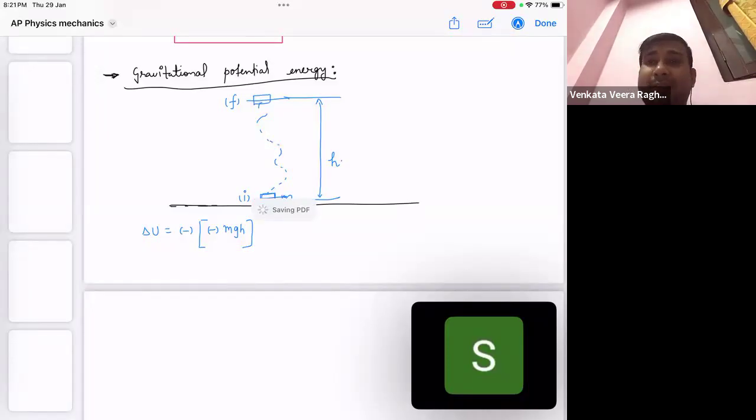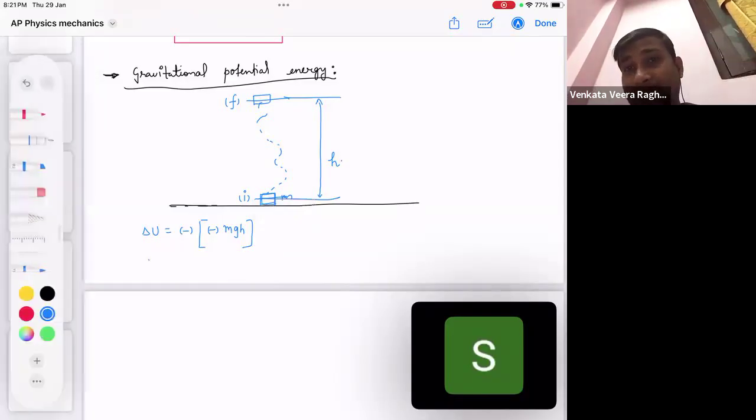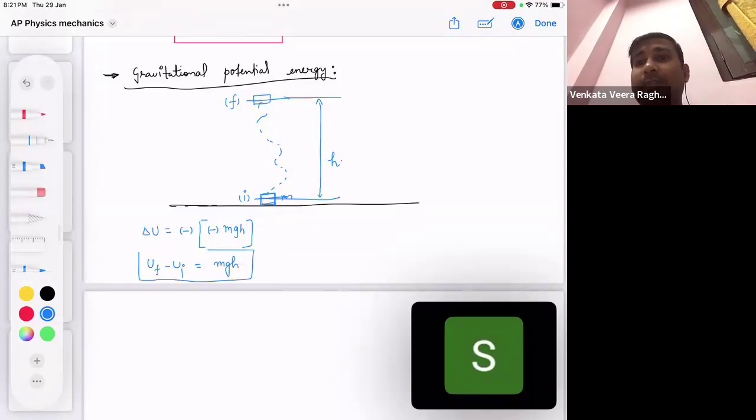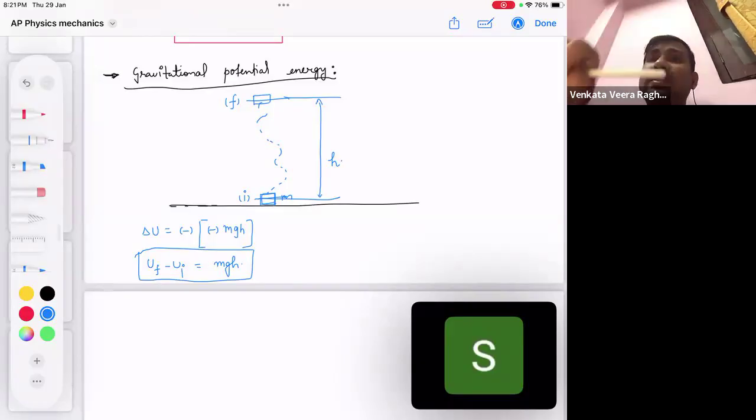So that means if I calculate the change in potential energy of this object in the process, U final minus U initial, it is coming mgh. What does it mean? That this object's potential energy got increased by mgh. When I take this object h height above, this object's potential energy got increased by mgh amount. If this object is taken h depth below, then potential energy decreased by how much?